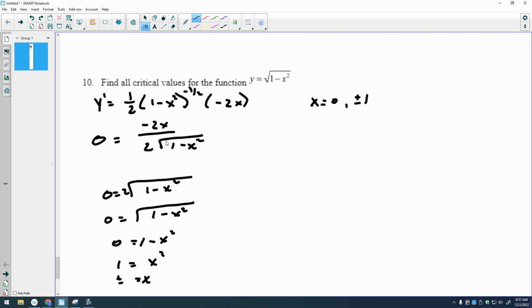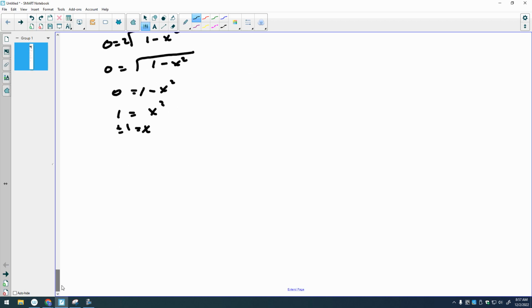But hopefully we can see it right here. On the AP test, efficiency is pretty important. So it's important to see it right here, not have to go through all that mess. Okay? All right. Last couple.